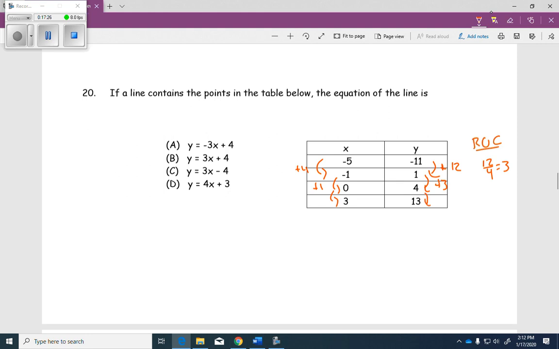The next one goes up 9 and up 3, and 9 over 3 is equal to 3. So the slope is 3, so it's not choice A, and it's not choice D. So it's either B or C. Do you also remember that the y-intercept is when the x value is 0? So the y-intercept is 4, so it's got to be choice B.